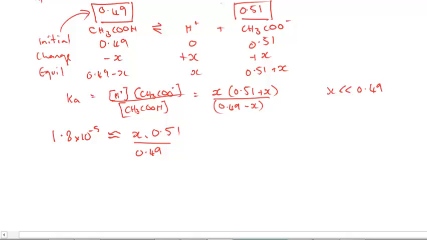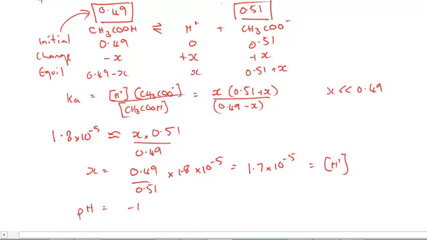So it's actually slightly different to what it was before. So if we work this out, that means x is going to be 0.49 over 0.51 times 1.8 times 10 to the minus 5, which is 1.7 times 10 to the minus 5. And this is our H plus concentration. So our pH is going to be negative log of that value, 1.7 times 10 to the minus 5, which means it's going to be 4.76.